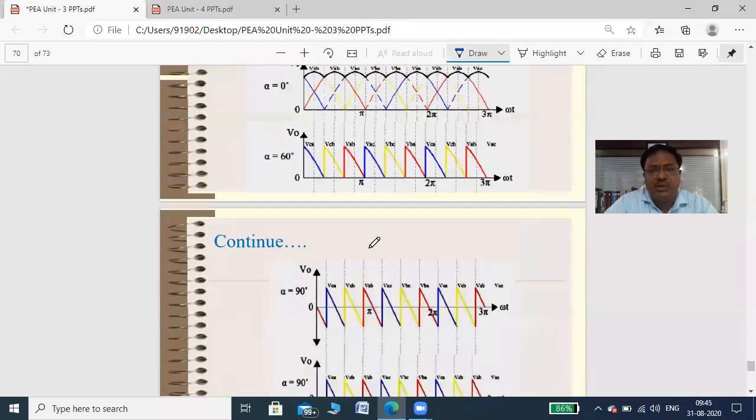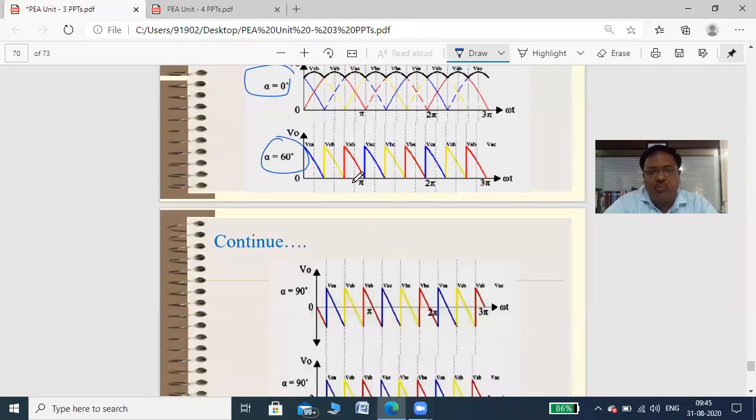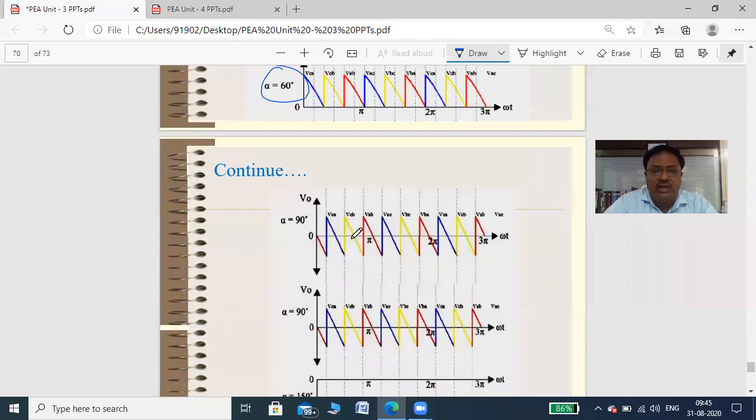Okay. This is alpha equal to 0. If alpha is less than 30, it means total alpha is equal to 60. So you will get an output like this. Then after that, with the resistive load, you will get discontinuous output. But with inductive load, you will get the positive part as well as the negative part, right?